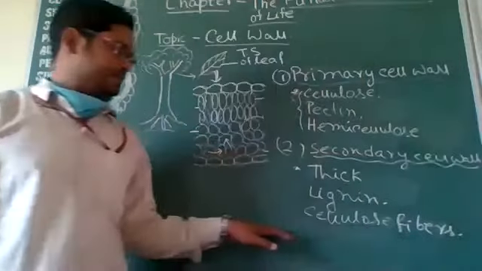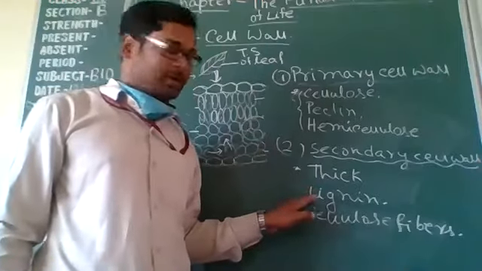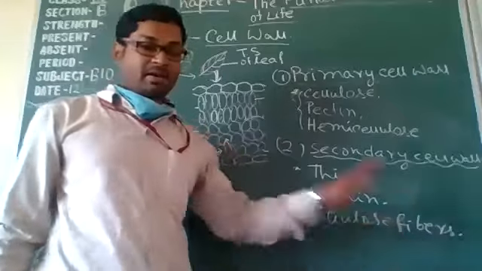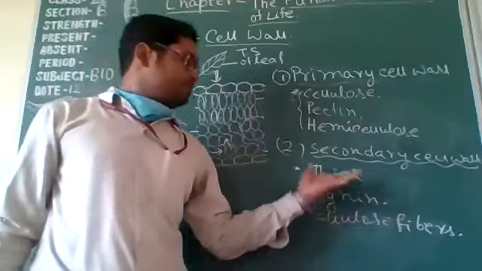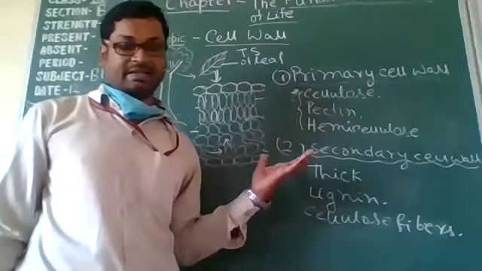Cellulose fibers. Okay, it is thick and composed of lignin and cellulose fiber. What is lignin and cellulose fiber? These are different types of chemicals, names of chemicals. Carbohydrate molecules.